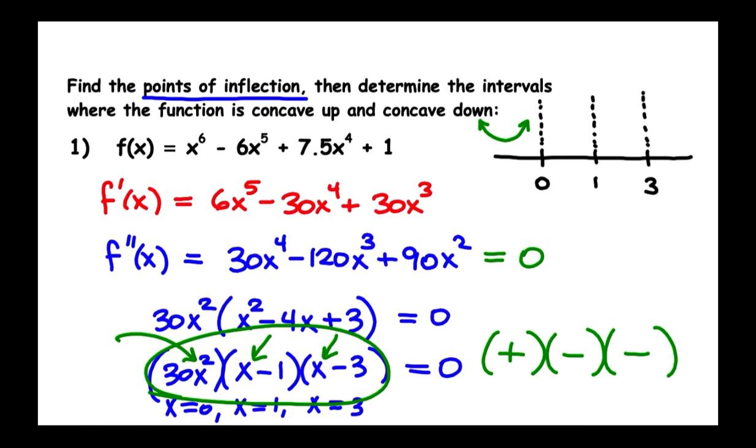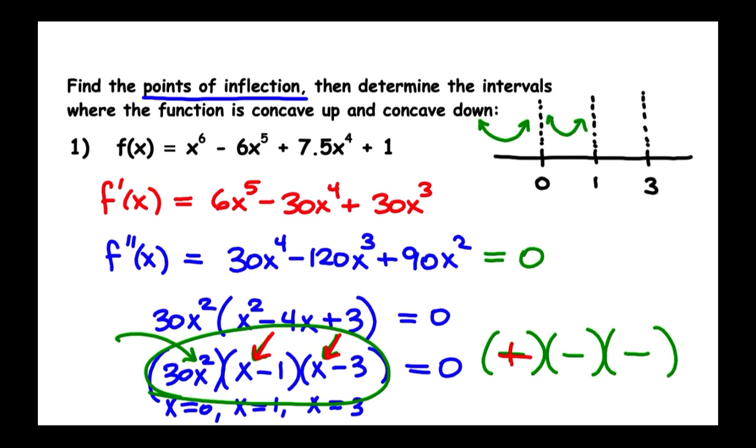Okay, cool. Let's try a number between 0 and 1. How about 1/2? Again, the first parentheses is positive all the time. I'm just going to make that red. That's never going to change. If I plug in a 1/2 to the two parentheses here, they're still both negatives. So it's still going to be positive times negative times negative. It's still going to be concave up.